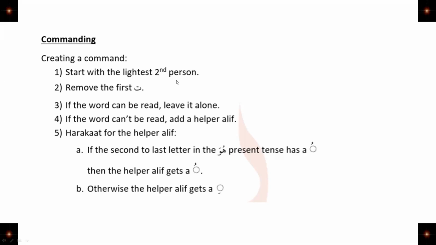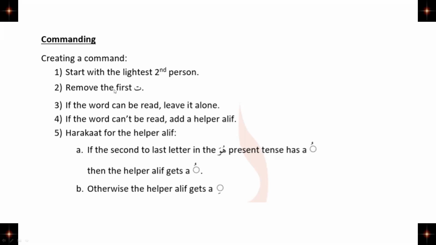You remember our table? Huwa, huma, hum, hiya, huma, hunna. Those ones are third person. Anta, antuma, antum, anti, antuma, antunna, second person. Ana, nahnu, first person. So what this is saying is that the first person and the third person are not involved in commanding and forbidding. It's only the second person lines.